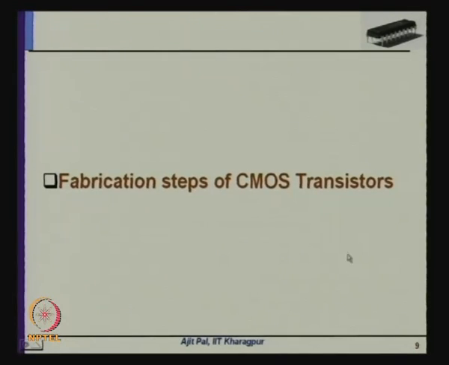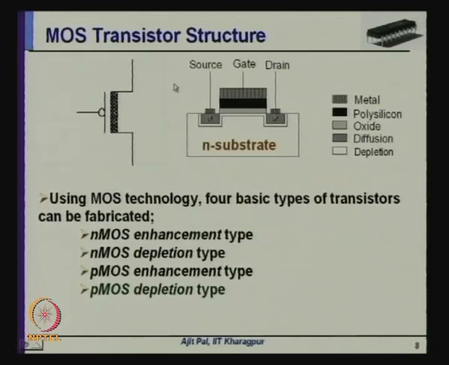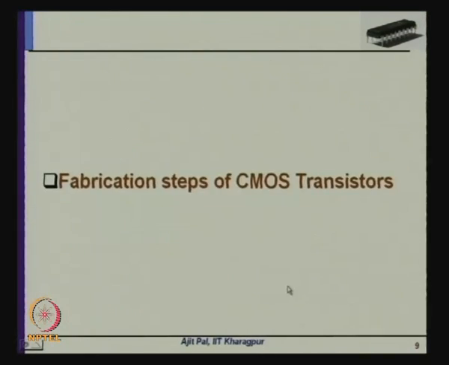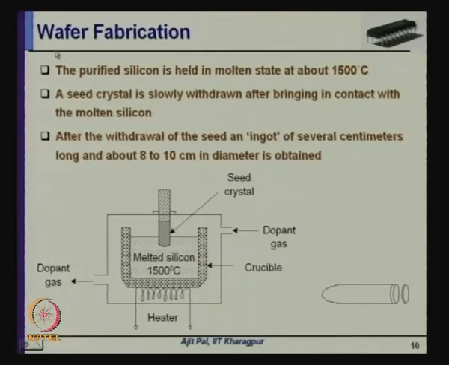So, now let us switch gear and have a discussion on fabrication steps of CMOS transistors. We have seen different types of MOS transistor structures. How do you really fabricate them? This is very interesting, and obviously we cannot devote much time on it, but the remaining part of this lecture I shall devote to fabrication steps of CMOS transistors. As I have mentioned, the first step is the realization or creation of a wafer.